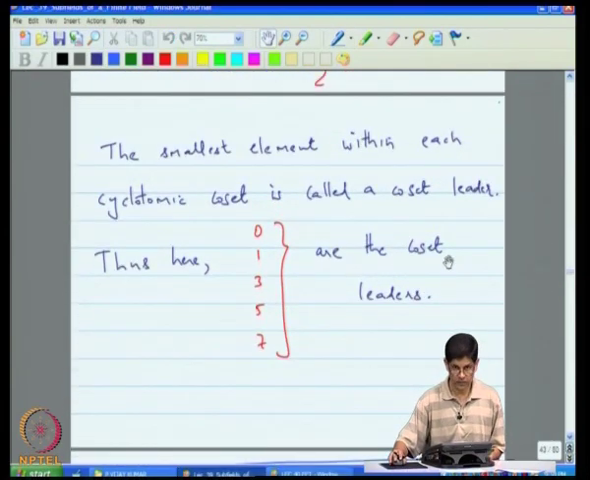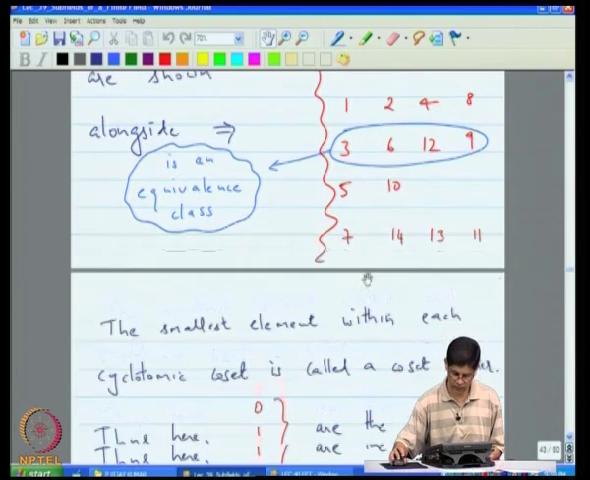And then we also talked about coset leaders. The smallest element in a cyclotomic coset is called the coset leader.